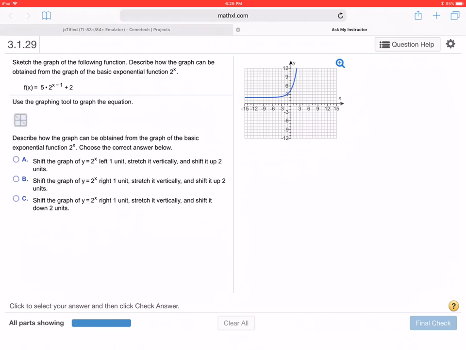So the base function is 2 to the x. So it looks like we shift the graph right 1 unit, stretch it vertically, and then shift it up 2 units. B looks good. Right 1, stretch it vertically, and shift it down. So B is the one I would choose.